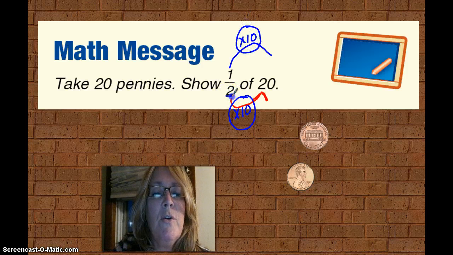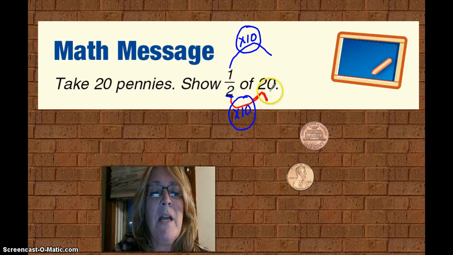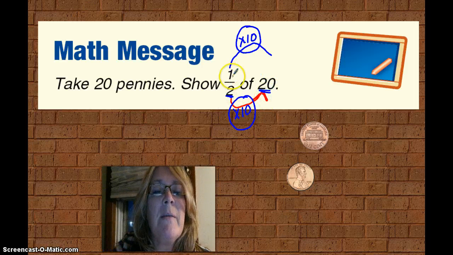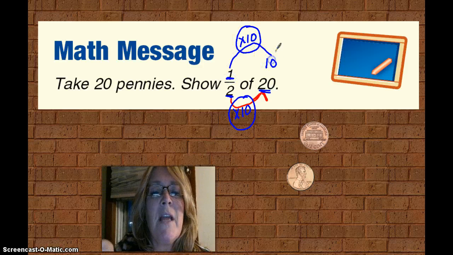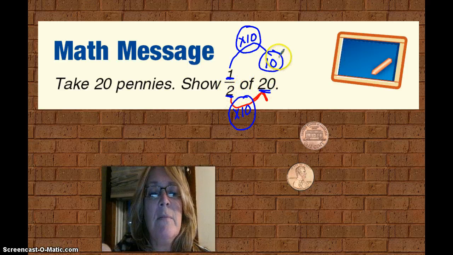Where I took 2, because that's the number it gave me, times 10 to get the 20, this time I'm going to take the numerator, or the 1, times 10 to get the 10. So what is half of 20 but 10?